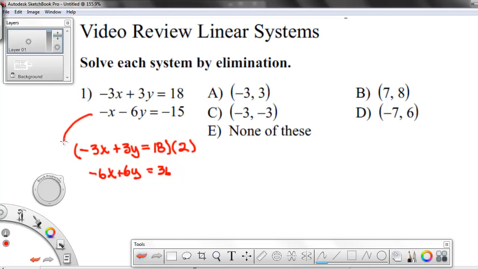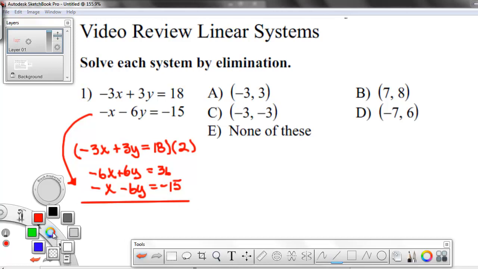So that first equation has been changed. Now we bring down the second equation. Negative x minus 6y equals a negative 15. And it's really important that you understand that we're going to add these two equations together. It's always adding from this point out. We add those two equations.